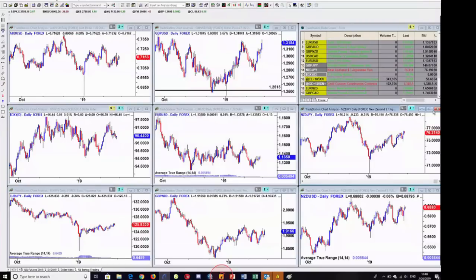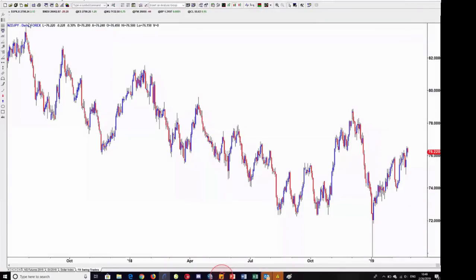So one key area I've got my eye on at the moment is on the New Zealand Japanese yen. I love a lot of the cross pairs here. And I've got a real nice area right here that I've been looking at. And look, what that tells me is a ton of institutional selling in that area. Overall, we could say this is still in a downward trend.